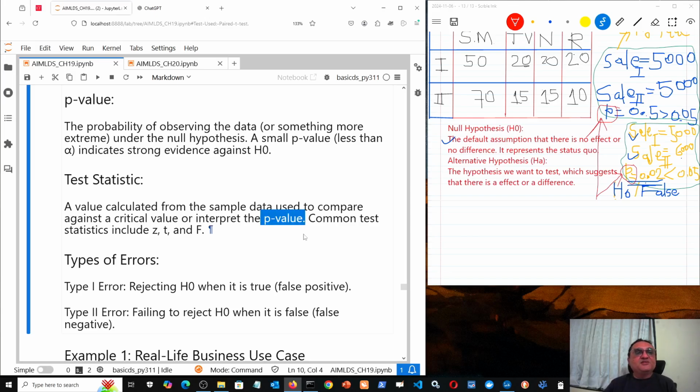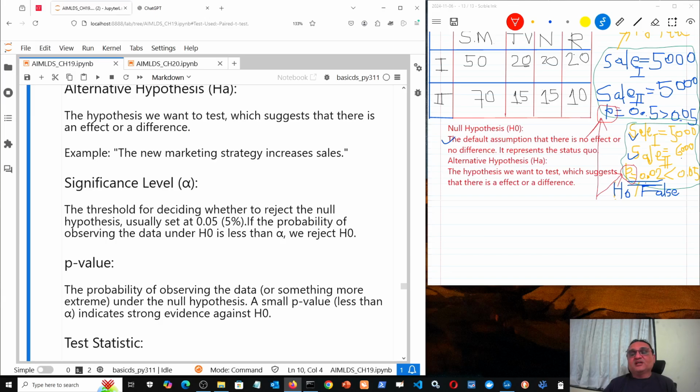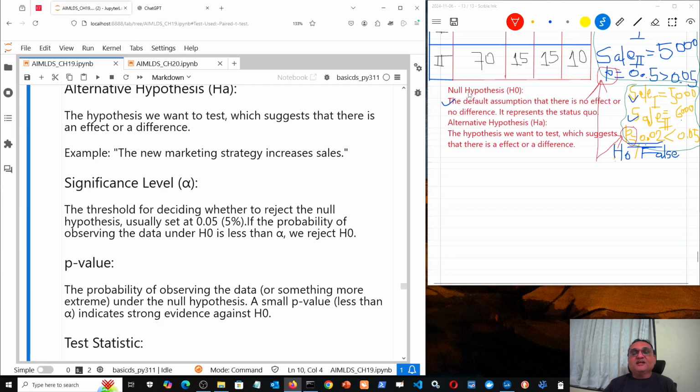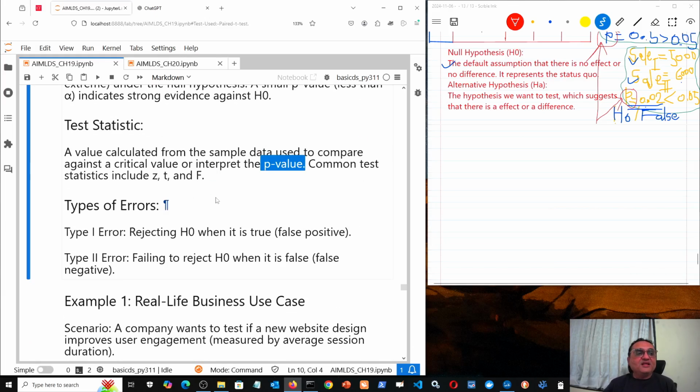And then once the p value is calculated, we know that if p is greater than alpha, then I would say that the probability of observing the data, that is the predicted data, under my null hypothesis is greater than my significance level. So the null hypothesis is valid. But if p is less than alpha, then I would say that the null hypothesis is not valid, and therefore we will reject the null hypothesis and we will take the alternative hypothesis.